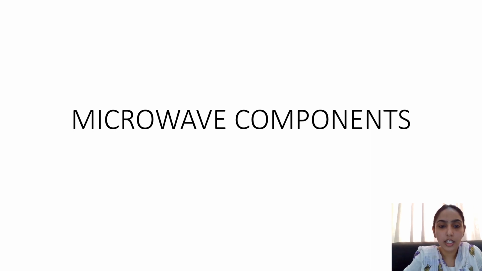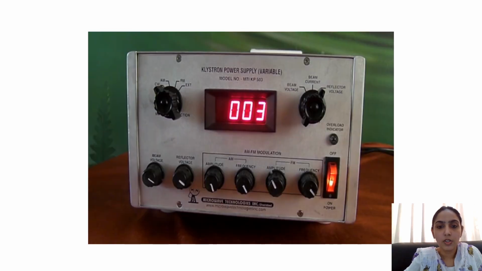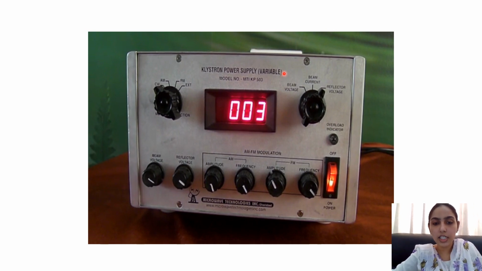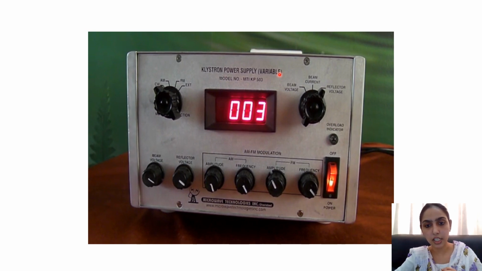To understand about the microwave lab, first we need to familiarize with the components used in our microwave laboratory. So we will see it one by one. First one is a klystron power supply. Klystron power supply is used to supply a variable power to the klystron oscillator. Klystron oscillator is the one which is going to either generate or amplify the microwave signals.